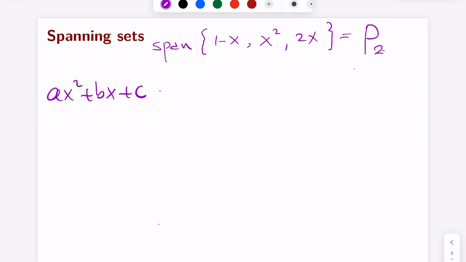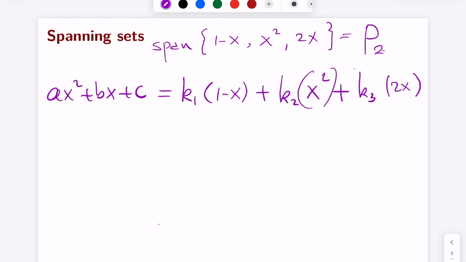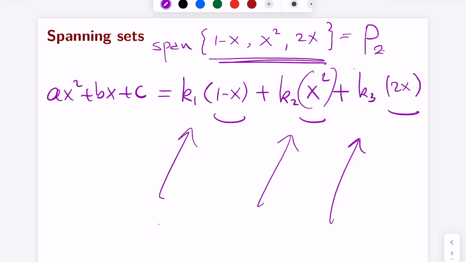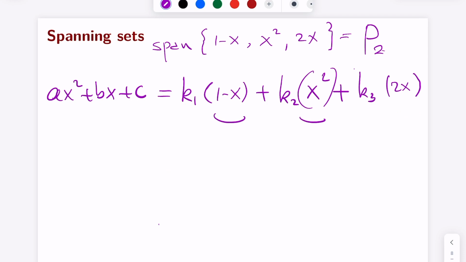The question now is, is any polynomial able to be written as a combination of these three? I already used a, b, c here for the coefficients, so let me put a number like k1. A number times this one plus another number times the other one plus another number times the other one. Let's write it like this, so we see clearly the three polynomials that are written here, and I'm introducing three variables, right? k1, k2, k3. So the question will be, do these k1, k2, k3 exist always for all a, b, and c?